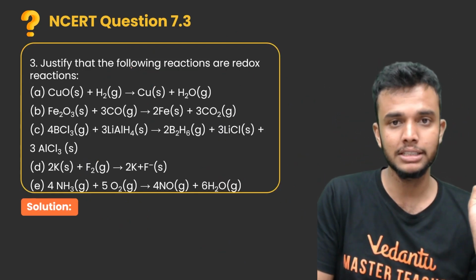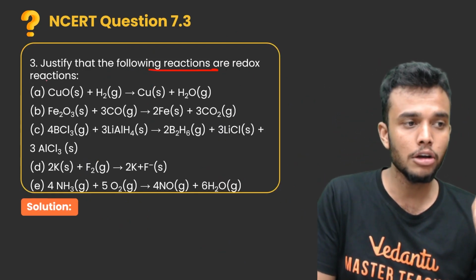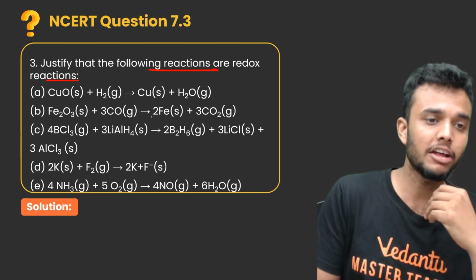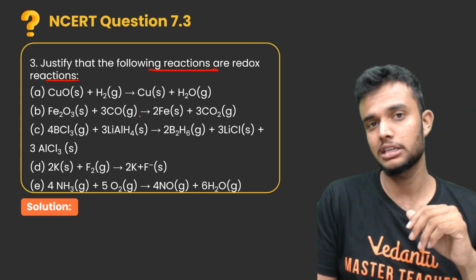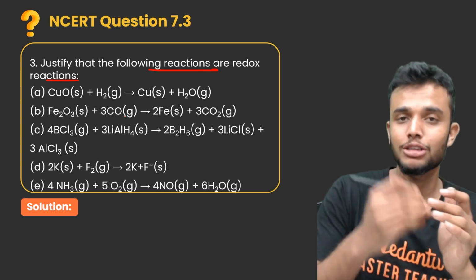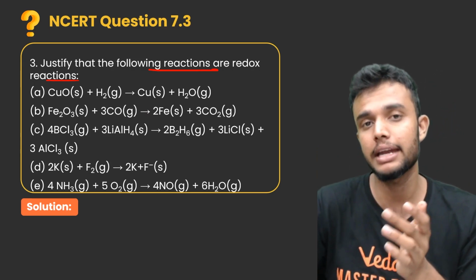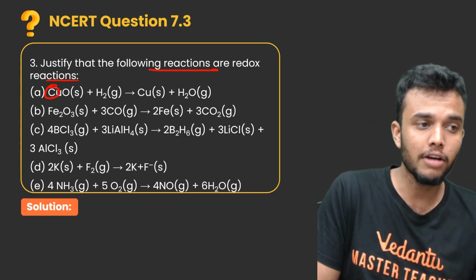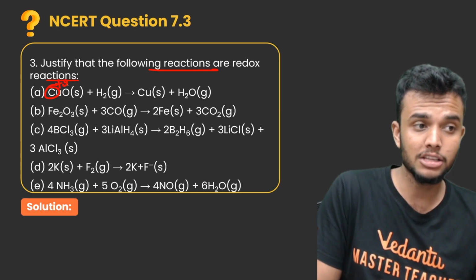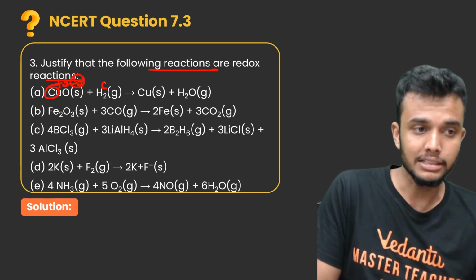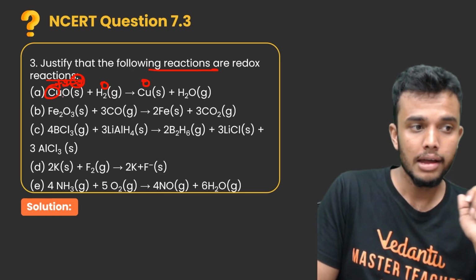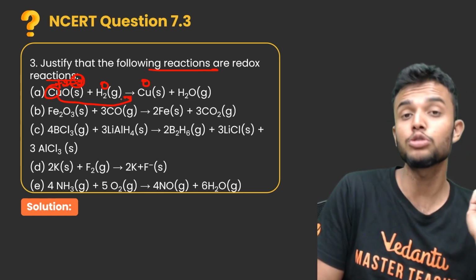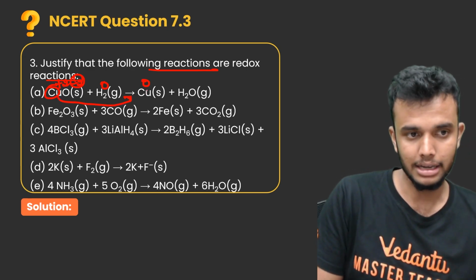The next question is to justify whether the following reactions are redox reactions. Let's start with the first one. Students, what is a redox reaction? A redox reaction is nothing but oxidation and reduction taking place simultaneously. Here what is the valency of carbon? Sorry, not in copper, it's plus 2, it is minus 2. Here it's 0. Here copper reduces from plus 2 to 0. It's nothing but reduction that has happened.